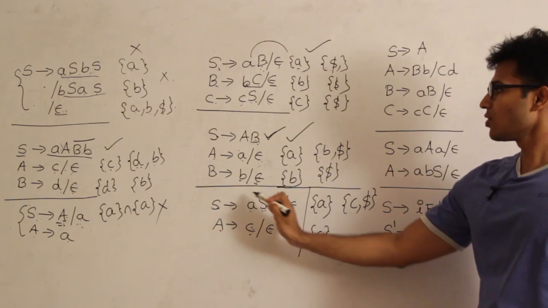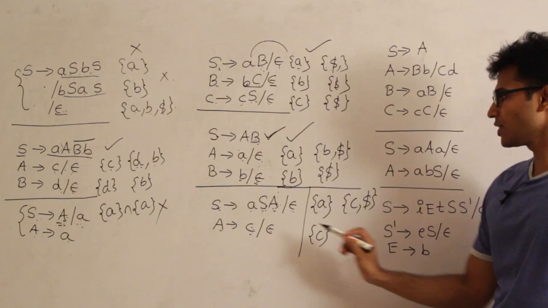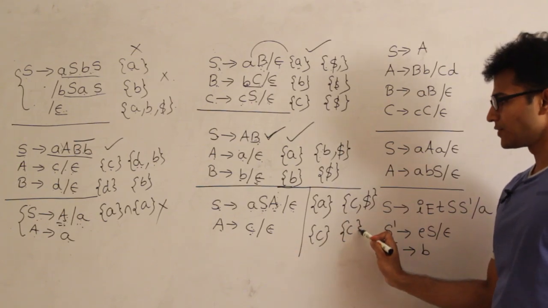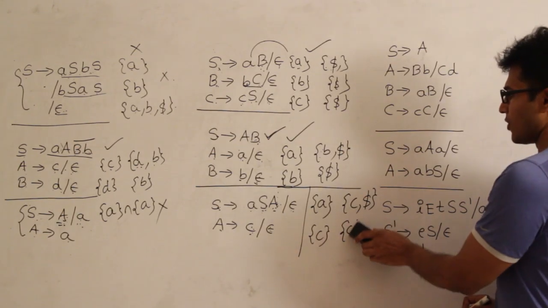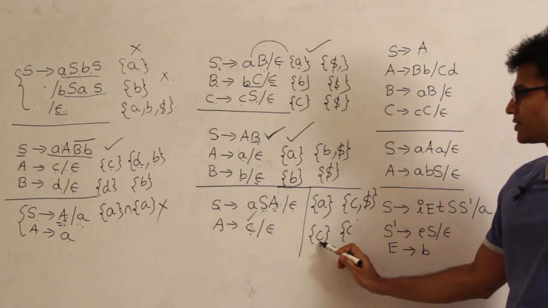Follow of A is follow of S. What is follow of S? Follow of S is first of A. First of A is C. Okay, again slowly, see this. Where are we going to place this production? This production has to be placed under C. Yes, that is why I placed it under C.